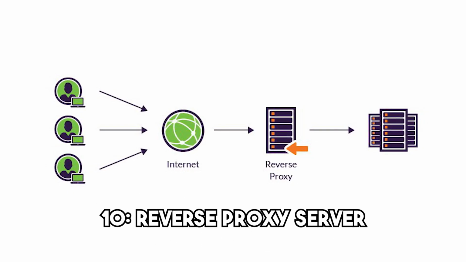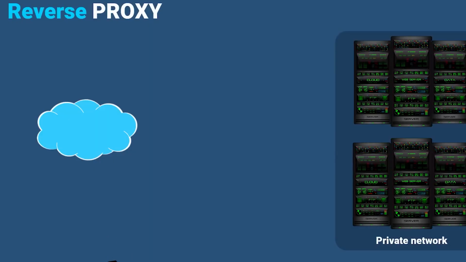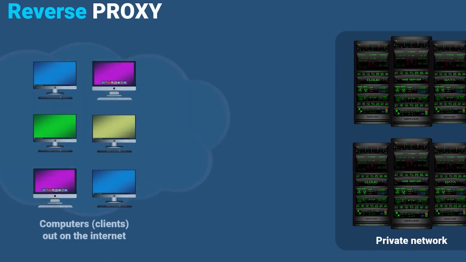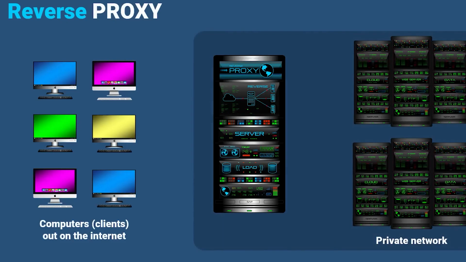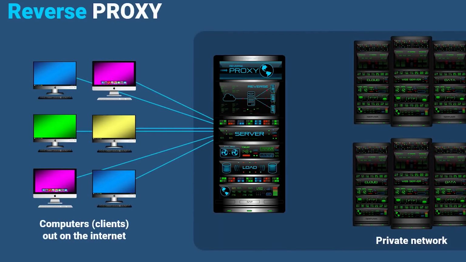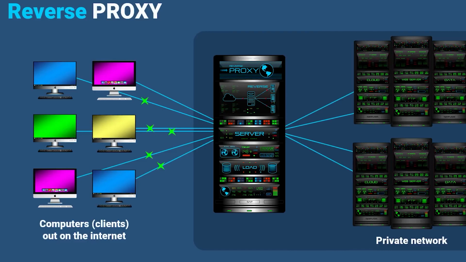10. Reverse proxy server. A reverse proxy server is similar to a traditional proxy, but it works in the opposite direction. Instead of sitting in front of clients and filtering requests, it sits in front of servers and manages incoming traffic. The reverse proxy can hide the identity of backend servers, distribute traffic, compress content, and even perform SSL encryption.